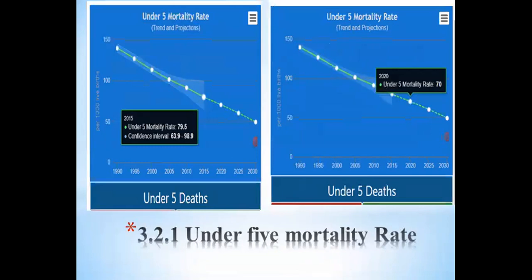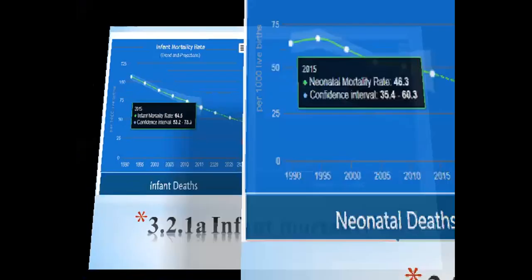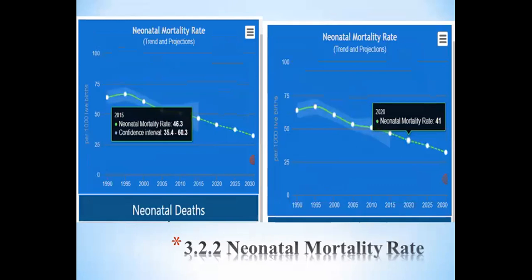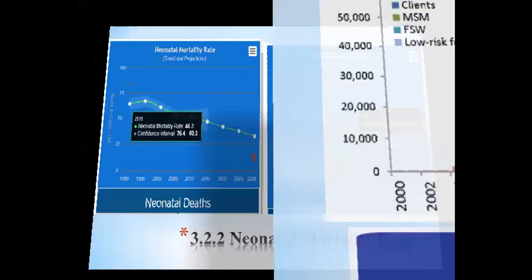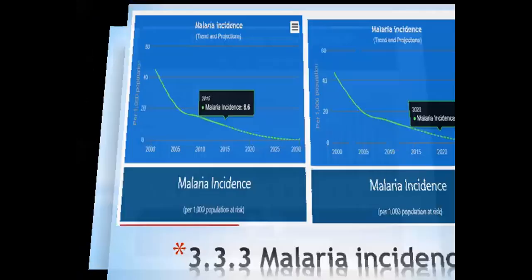Under 5 mortality rate in 1990 it is 150 under 5, and then it is reduced to 79 in 2015 and 70 in 2020. Same with infant mortality rate, in 2015 64, and in 2020 57.6. Neonatal mortality rate also decreased from 1990, to 46.3 in 2015 and 41 in 2020. HIV incidence among adults increased.